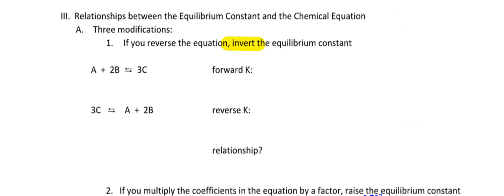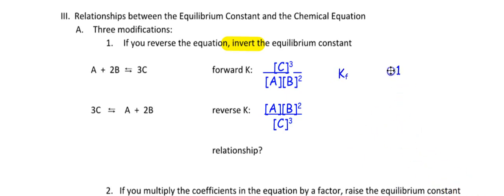Well, if I start off with the original equation, here's my forward K, or my K1, if you will. Well, what's my reverse reaction? What's the law of mass action of that? Don't you get something like this? So what's the relationship between the two? If I look at my K forward, what does it mean to invert? Well, I'm going to do 1 over my reverse.